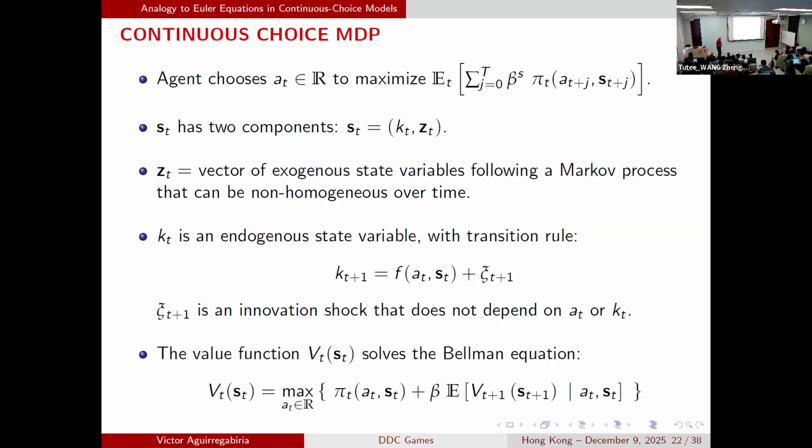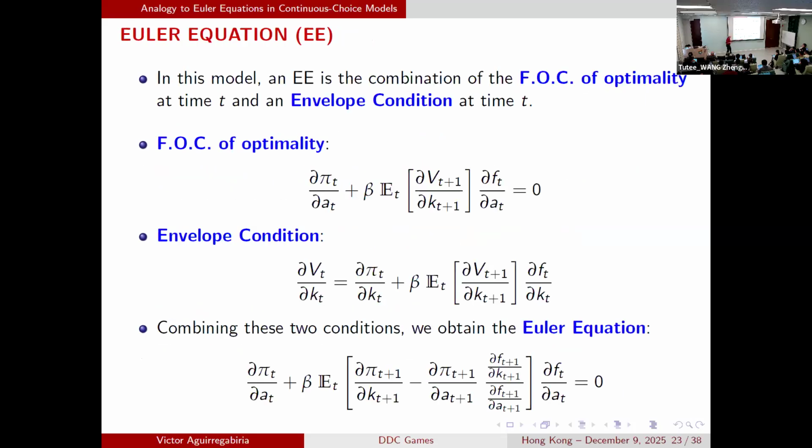And then we have the envelope condition. The envelope condition says that the derivative of the left-hand side should be equal to the derivative of the right-hand side with respect to S, okay? And that can be written with respect to the endogenous state, with respect to K. And we have this expression, okay?